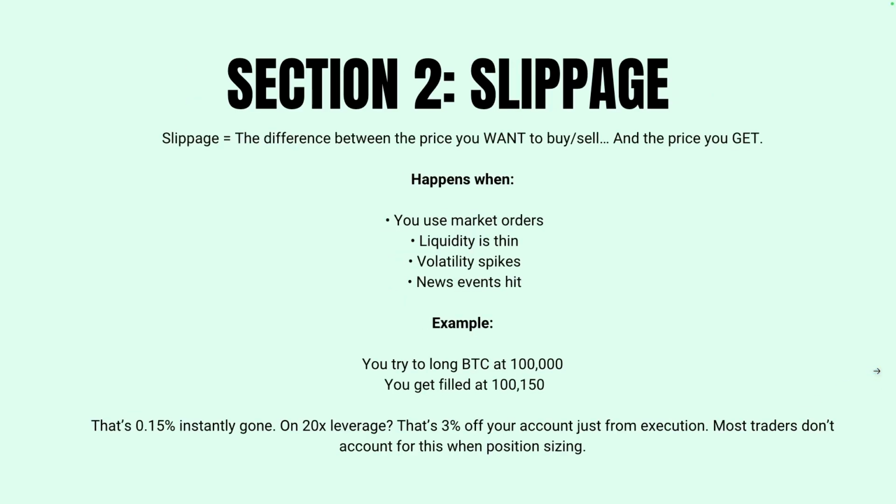Number two, slippage. This is the difference between the price you want to buy and sell at and the price you actually get on the exchange. So slippage happens when you use market orders because that's taking liquidity from the books. It doesn't occur when you use limit orders as that's actively giving liquidity to the order book. And therefore, it happens when liquidity is thin, when you have volatility spikes, and that often occurs when you have big news events or catalysts.